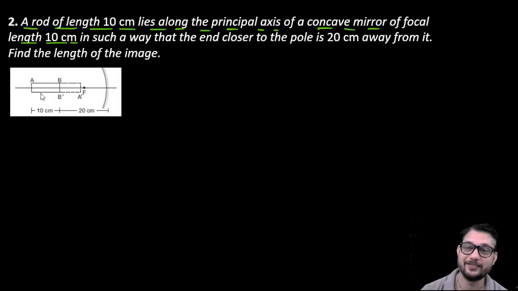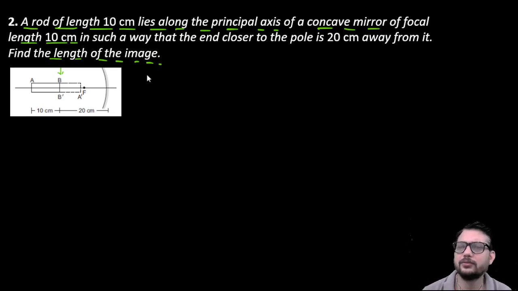This is your rod basically. Here you can see the rod is assumed to be AB. So AB is your rod, and the length is 10 centimeter. And it is given that the end closer to the pole is 20 centimeter away. It means this is one end B of the rod, which is 20 centimeter from the pole of the mirror, and it is asked to determine the length of the image formed.